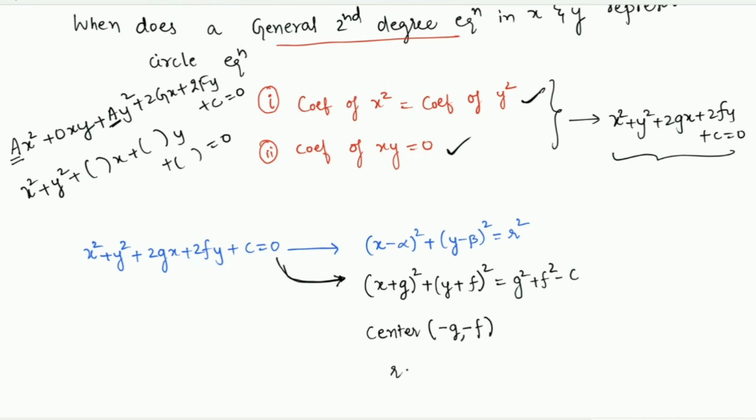What is radius square? g square plus f square minus c. So what is the radius? Root of g square plus f square minus c. Okay. We are going to learn it by heart like this. What is g, sir? What is g? Half of the coefficient of x. Yes, 2g is the coefficient of x.